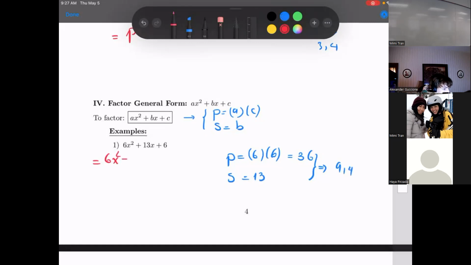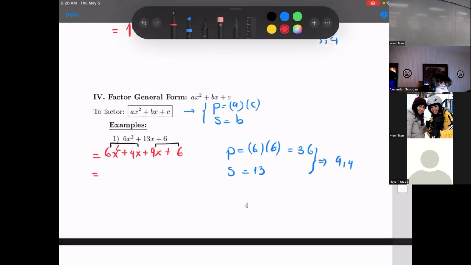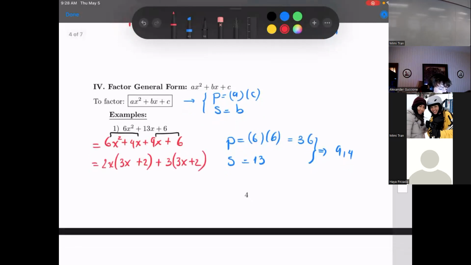So 6x squared plus 4x plus 9x plus 6. And now you do group factoring. I'll show you why doing guess and check is frustrating with this problem. What can I factor out for the first two terms? 2x. What's left is 3x plus 2. And then you factor out 3, so then I got 3x plus 2 again. Factor out 3x plus 2, and then it's 2x plus 3. That is your final answer.